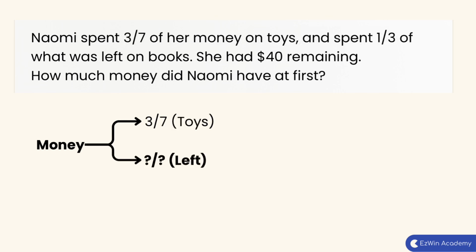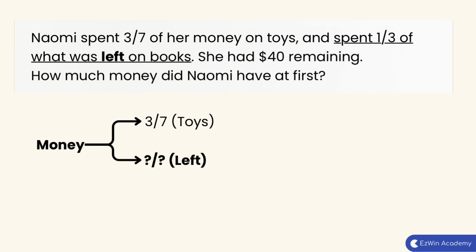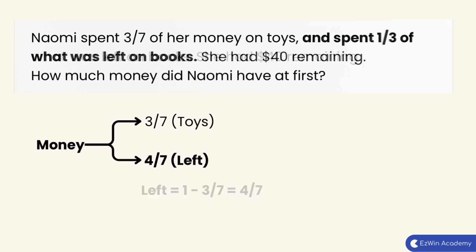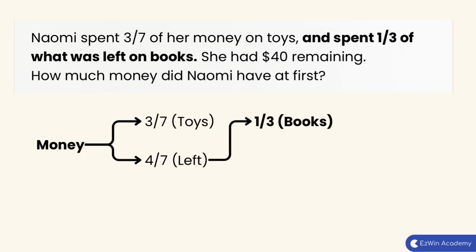We are using the word left because in the question, it says that she spent 1 out of 3 of what was left on books. Can you guess how much is left in terms of fractions? If you say 4 out of 7, you are right. So once we have added the fraction to represent what is left, the next thing is we want to branch out according to the second part of the question, which says Naomi spent 1 out of 3 of what was left on books. So we're going to branch out and write 1/3 books.